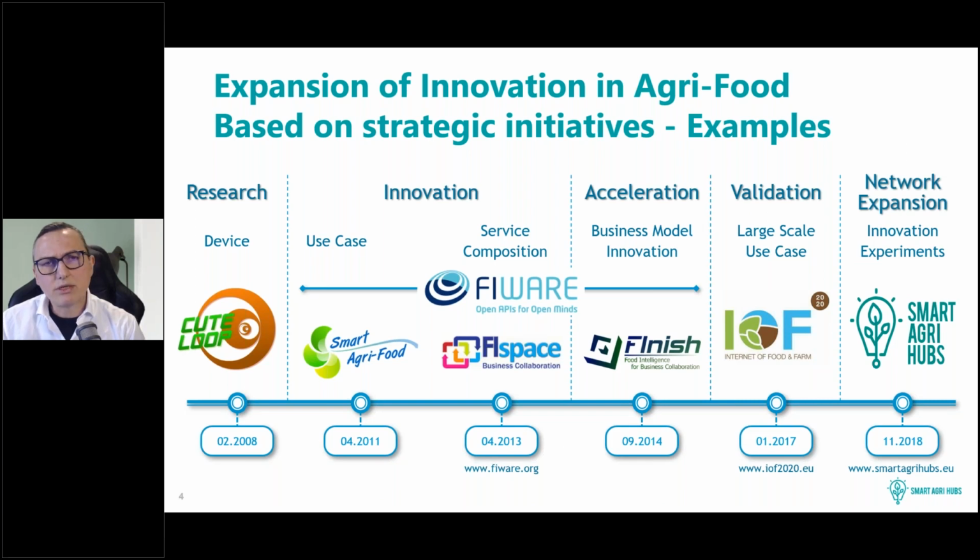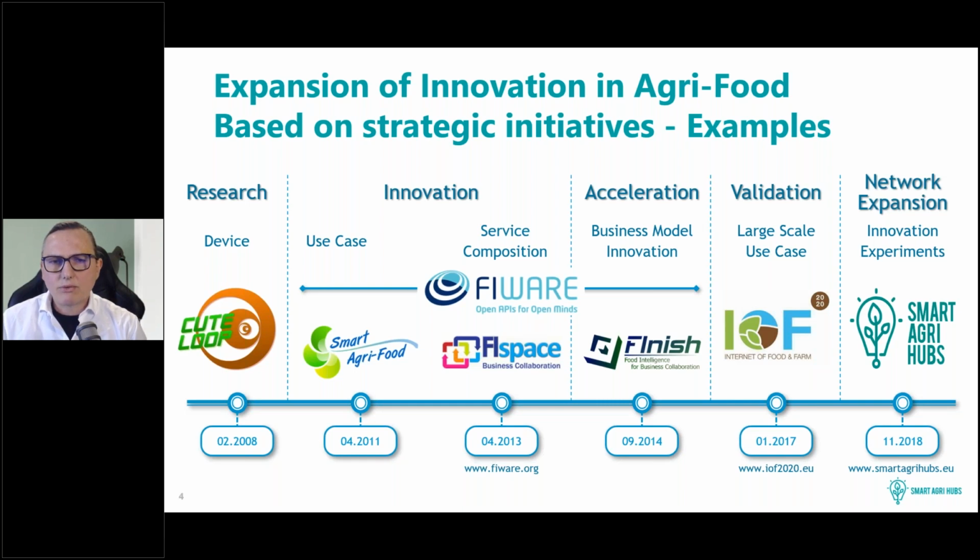I was just highlighting, also for myself, when I put this slide on, these initiatives where I was personally involved in the last years, where we were coming more from the research side. We were looking at digital innovation in the agri-food chain. Then this was the journey together with the FIWARE initiative, which was also an open source based software initiative born in Europe. And going from innovation via acceleration, I'm also working in the Internet of Food and Farm 2020 project, the IOF project, which is more on validation with more focus on Internet of Things technology. And finally, now we are more in the phase of network expansion.